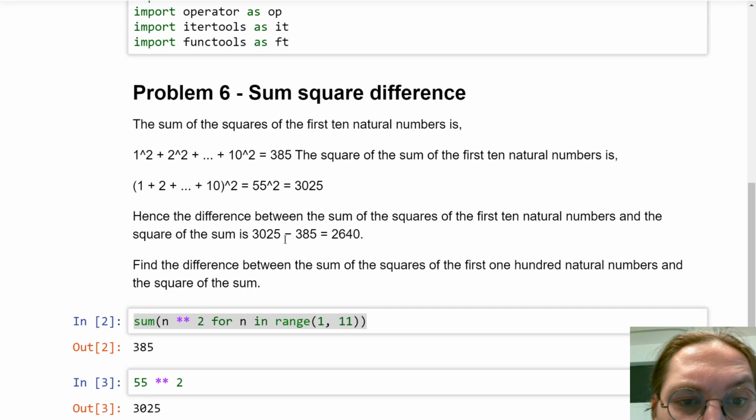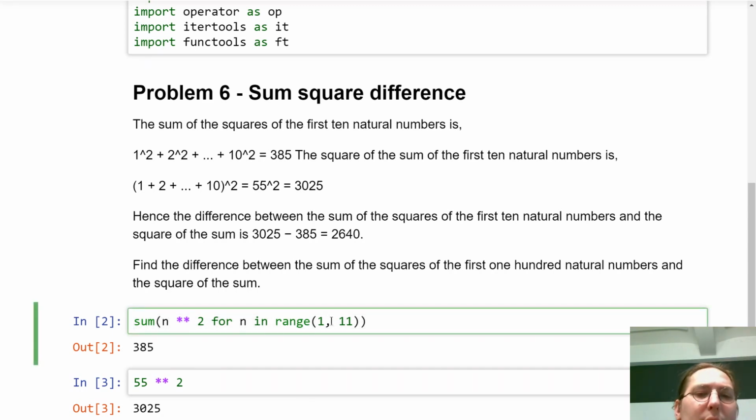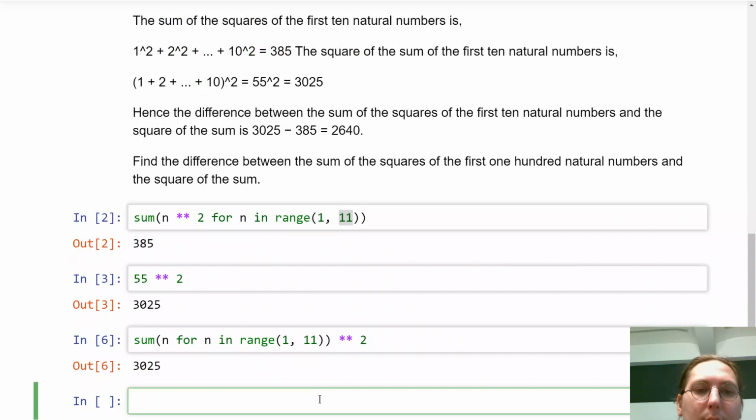The range from 1 to 101. Find the difference between the sum of the squares of the first 100. Okay, so the sum of these differences. No, the sum of the squares. We just need to modify this formula and change the range. 11 into 101. Right, but the range is from 1 to 100. Yeah. Well yeah, okay. I think I understand. Okay, just fill it in. This minus this and we change the range.